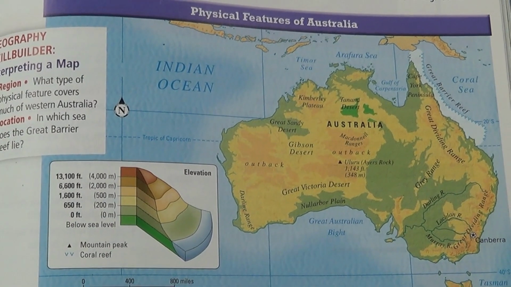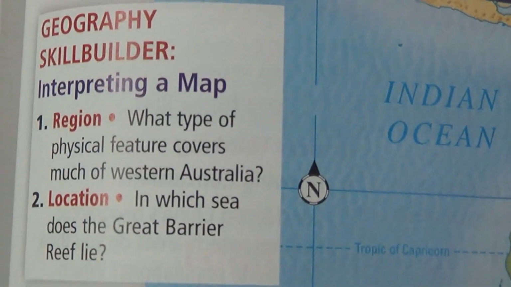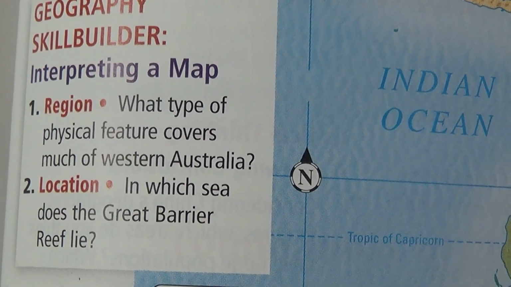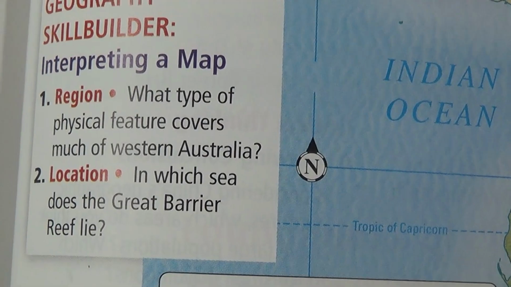We are on page 679, and we're doing both questions. Number 1 is, what type of physical feature covers much of Western Australia? Number 2, in which sea does the Great Barrier Reef lie?